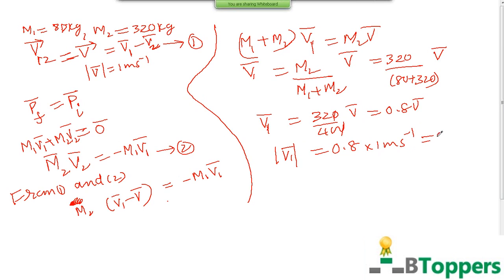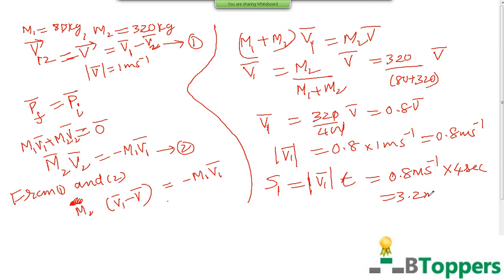Or 0.8 meter per second is the magnitude of velocity with which the man walks with respect to the station observed on the ground. So the magnitude of the displacement of the man is denoted by S1. In a given time interval, assuming the velocity to be uniform, it is the magnitude of velocity of the man with respect to the ground into the time interval. Magnitude of velocity of the man with respect to the ground is 0.8 meter per second, and the time interval for which displacement is required is 4 seconds. So magnitude of the displacement of the man relative to the observer on the ground is 3.2 meters. So answer is 3.2 meters.